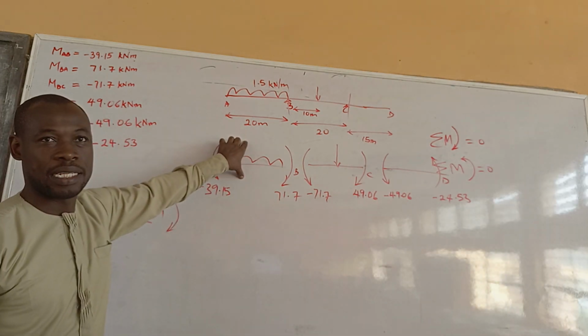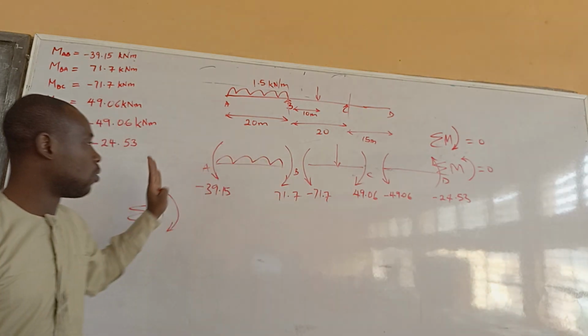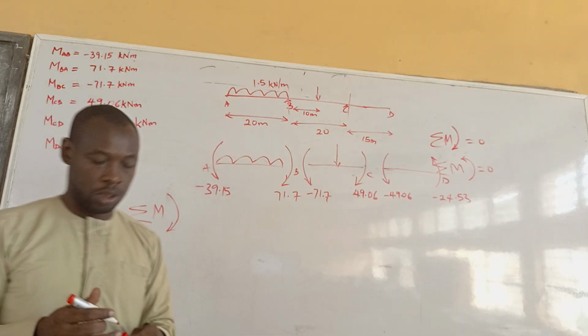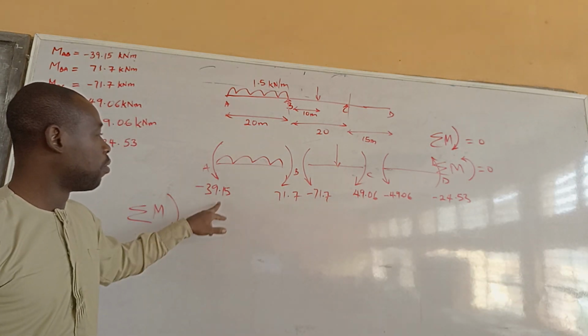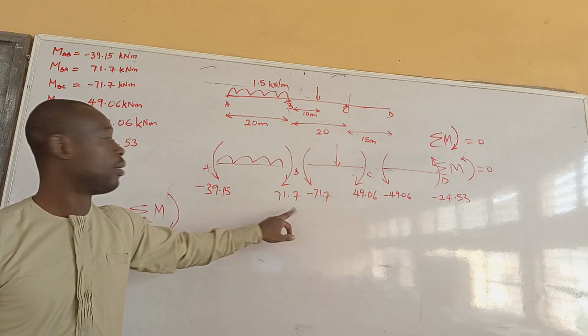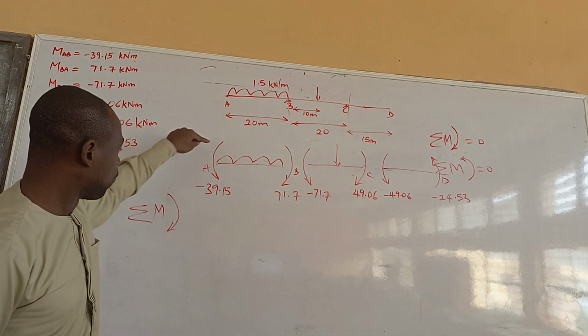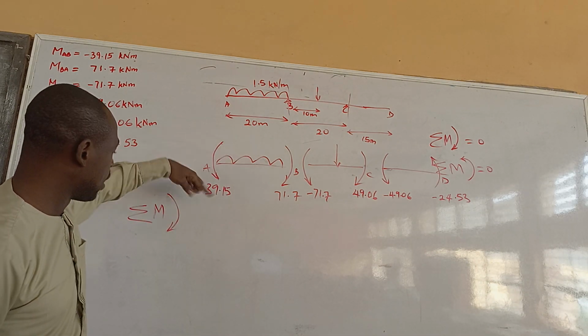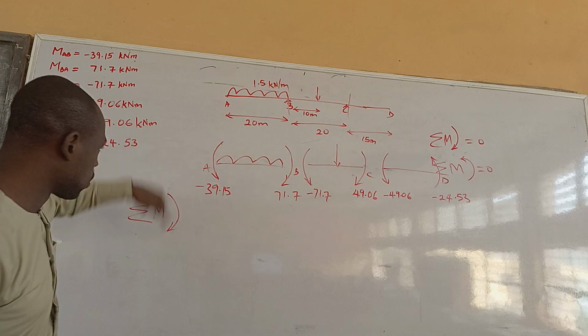I'm taking this one as an example. I'm considering this one alone. Looking at this one, you know we have how many moments? We have 2 moments here. We are saying that the one that is moving like this is a negative, so this one is positive. That's what it is, right?